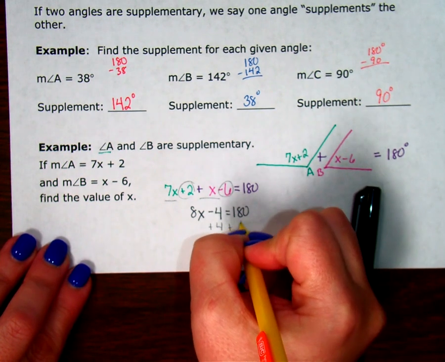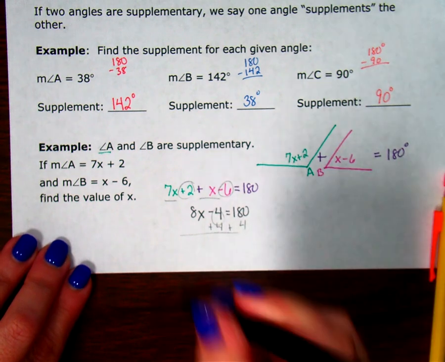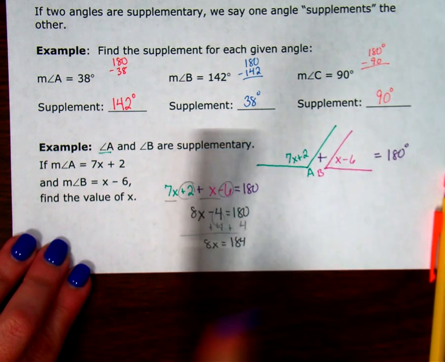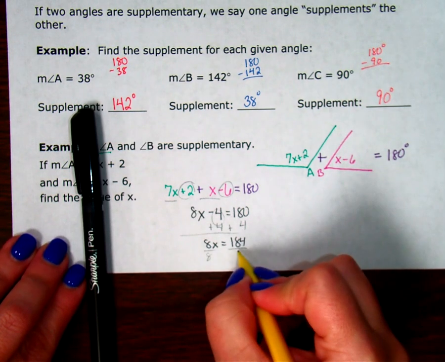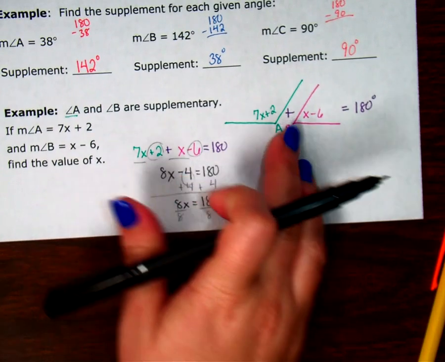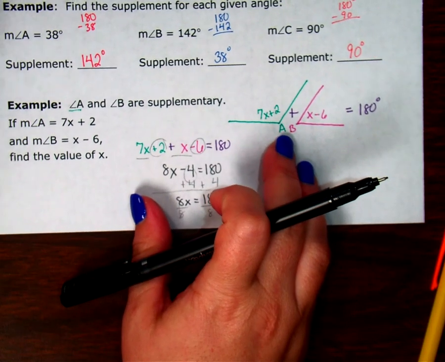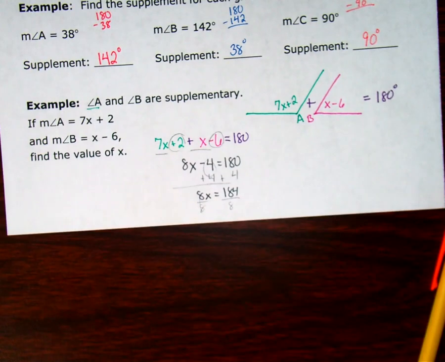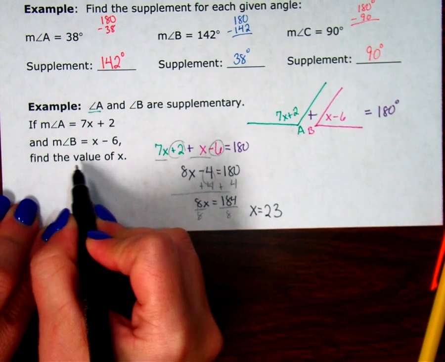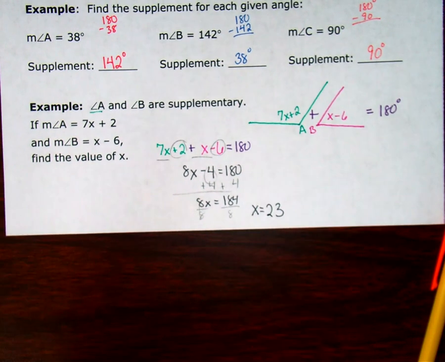I'm going to add 4 on both sides, addition property of equality. 8x equals 180 plus 4 is 184. I'm going to divide both sides by 8, my division property of equality. I ran out of room, so I'm going to have to slide over a little bit. My computer's in my way from sliding my paper. There we go. 184 divided by 8 is 23. And when I look back at the problem, that's all it told me to do, is find the x.